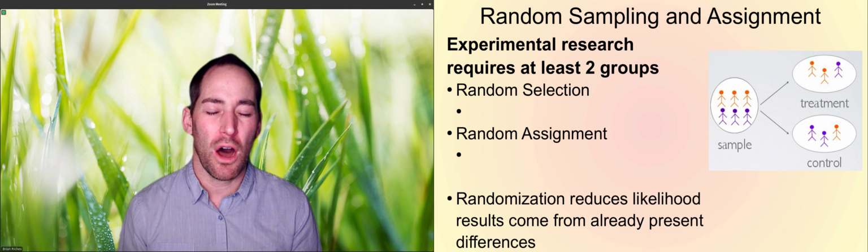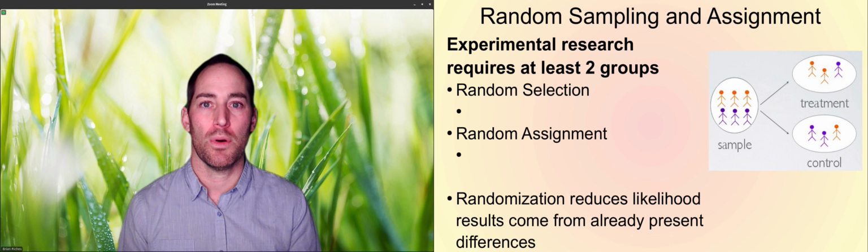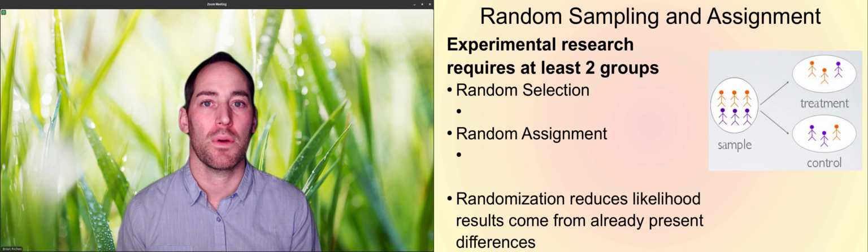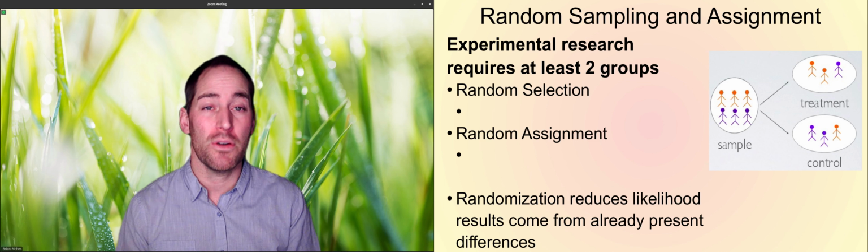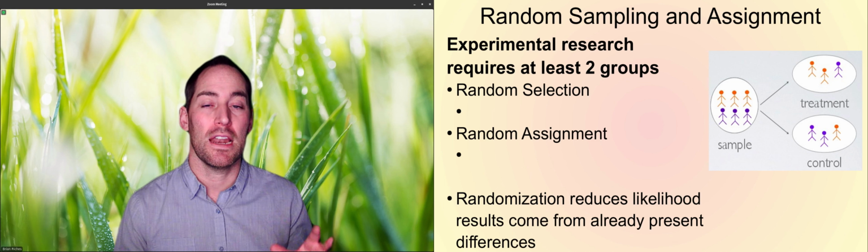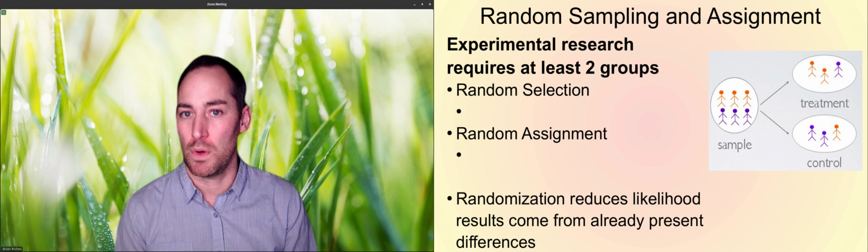So we can't always know every single variable that might possibly affect the outcome. But if we randomize, then we do a better job. We're a lot more sure that it's not down to differences between the groups.